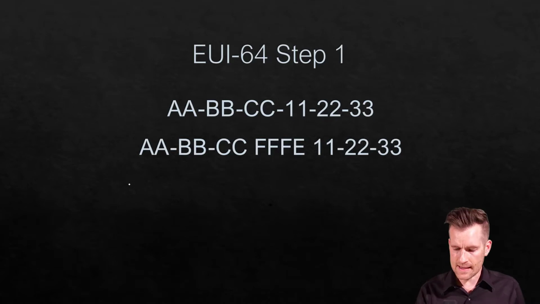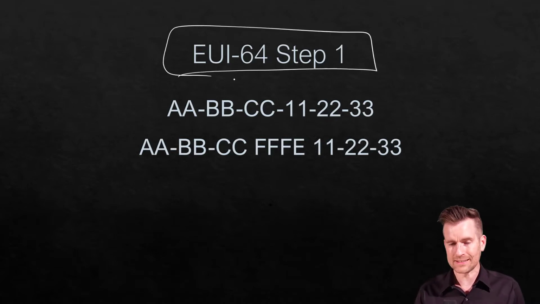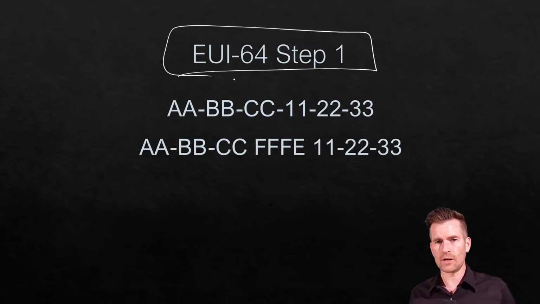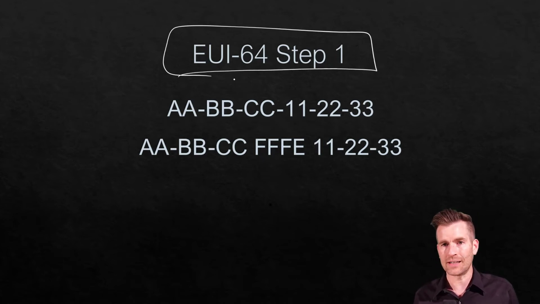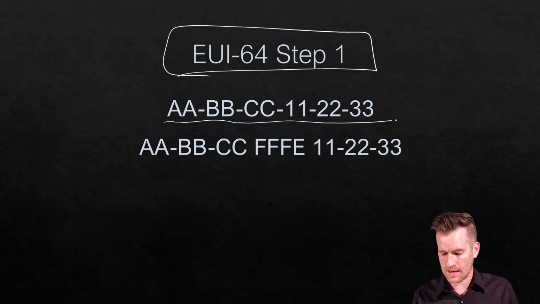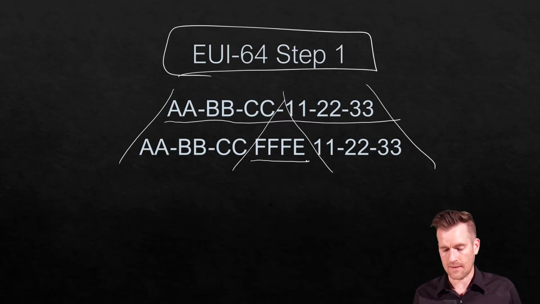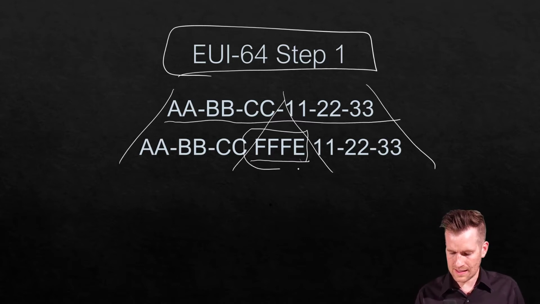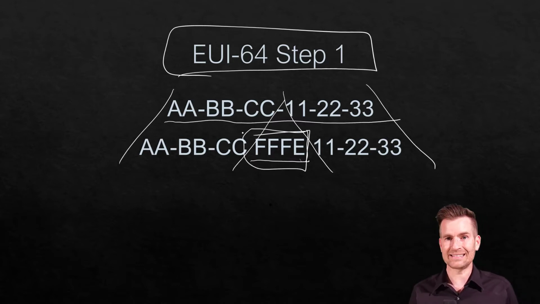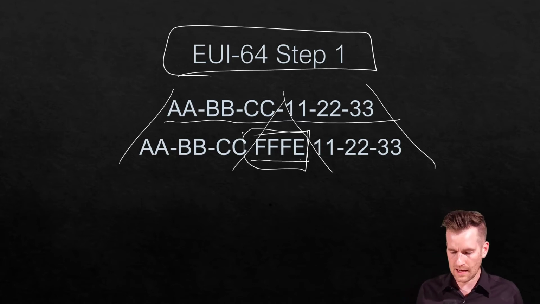So what does this EUI-64 process look like? Well, first of all, what we do is we split the MAC address in half. So here's a MAC address. We've got a MAC address of AABBCC112233. And notice that we've now split this in half, and we've inserted in the middle FFFE.